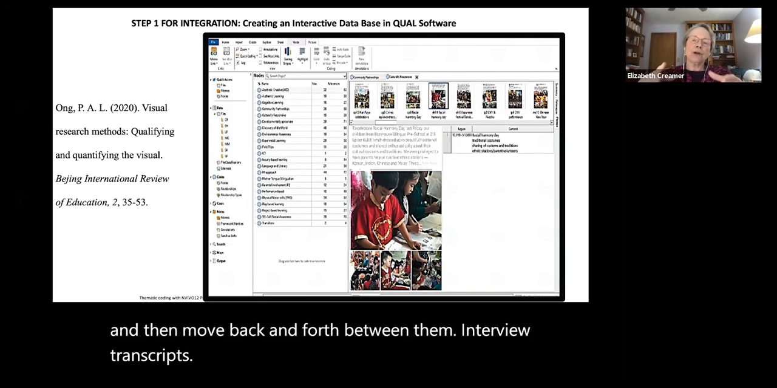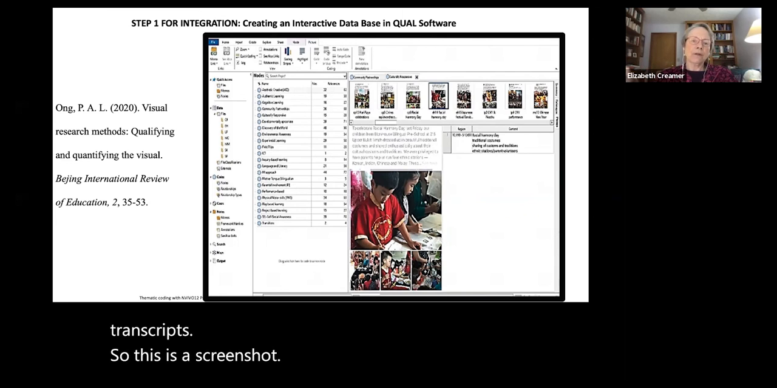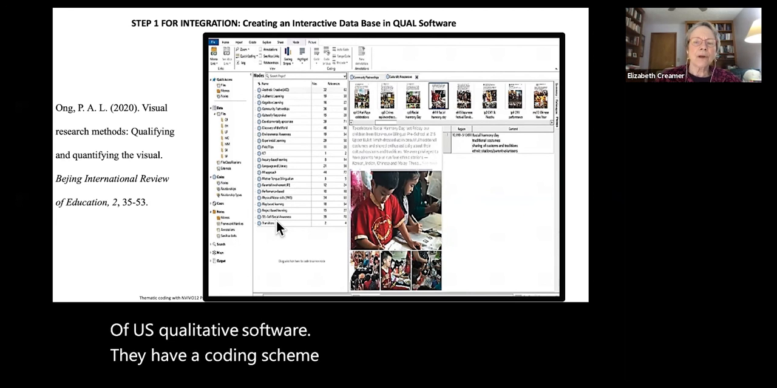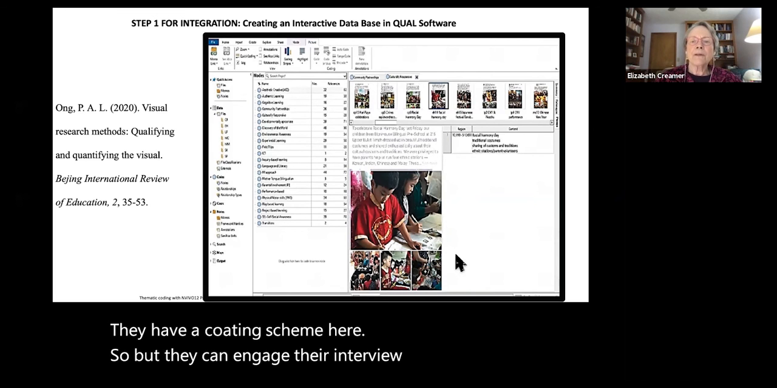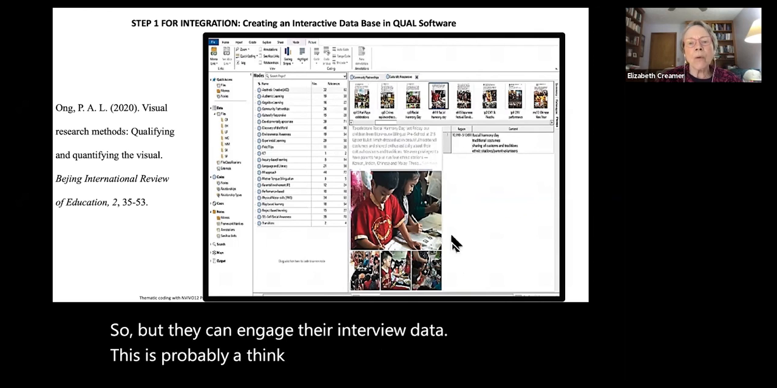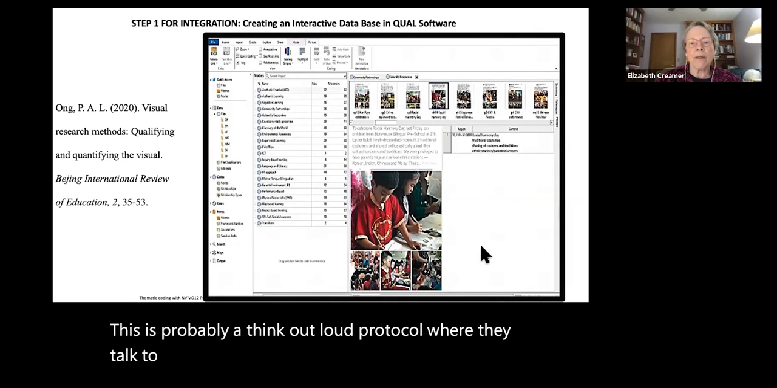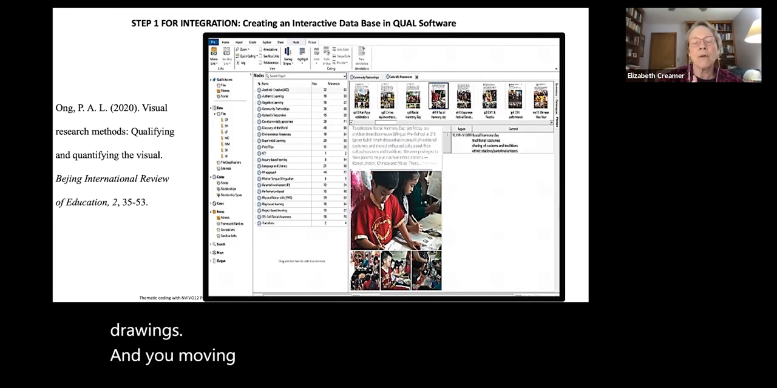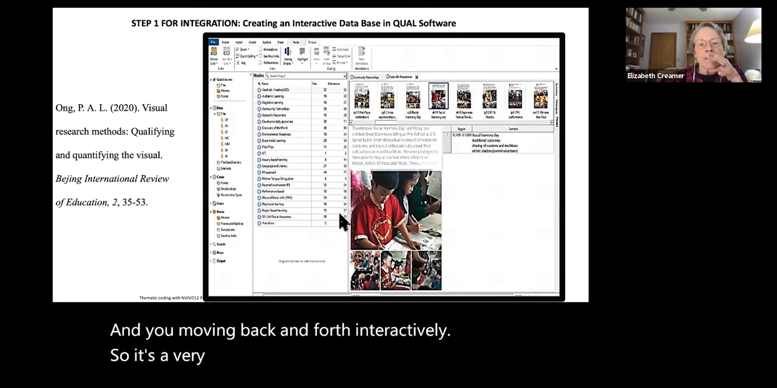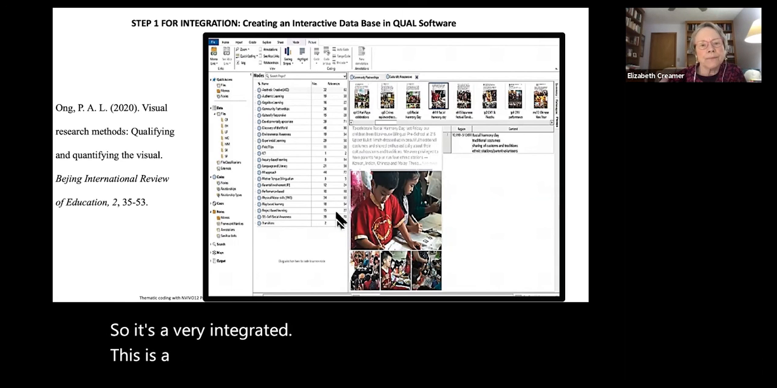So this is a screenshot of a qualitative software. They have a coding scheme here. But they can engage their interview data. This is probably a think-aloud protocol where they talk to these young people while they were doing their drawings and moving back and forth interactively. So it's a very integrated approach. So you start with co-occurring data.